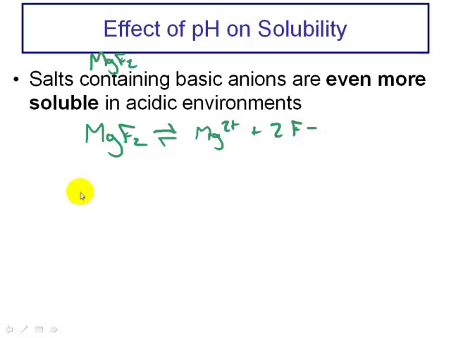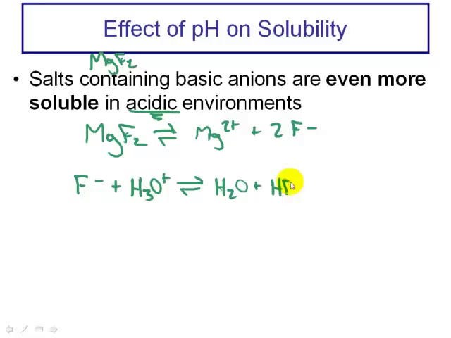If we are in an acidic environment, what does that mean we have a lot of? Hydronium ions. And so when F minus reacts with hydronium ions, what you're going to form is H2O, and then HF, not HF minus, but just HF.